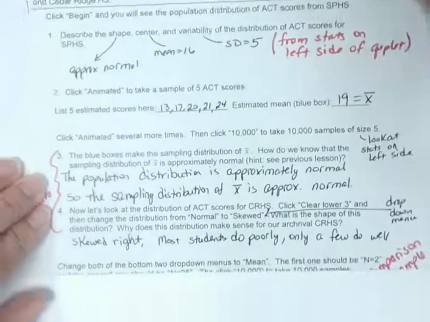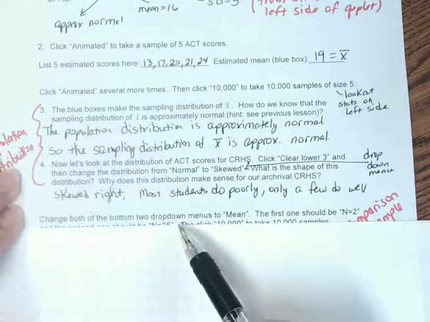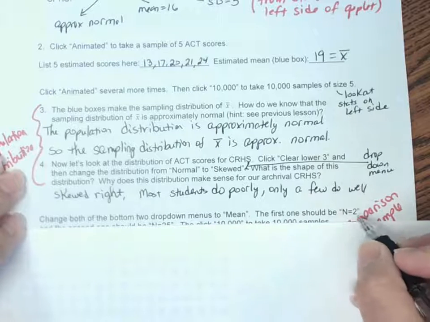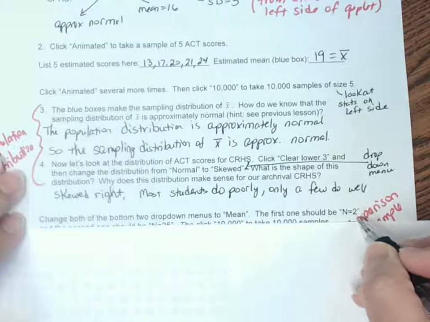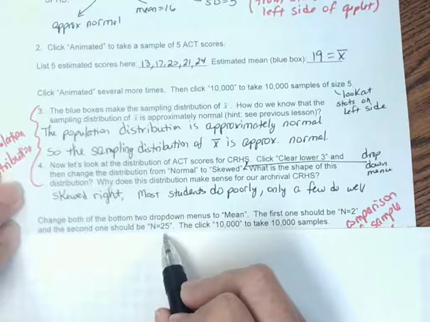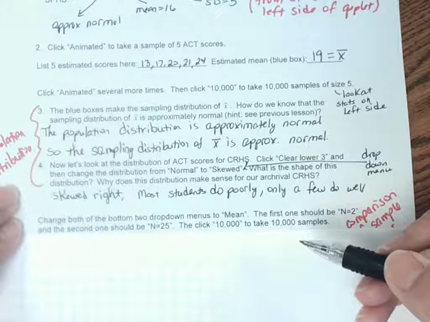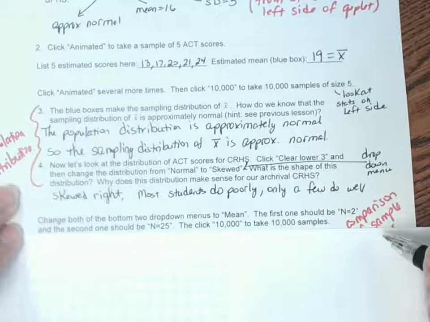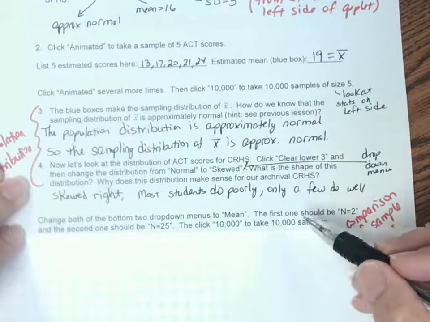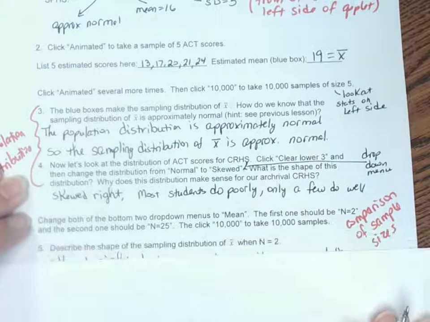And if I change a few more things on my applet, so change both of the bottom 2 drop-down menus to mean, the first one I'm going to change to n equals 2, so that means the sample sizes are 2. The second one I'm going to have a sample size of 25. So what I'm wanting you to do is compare the distributions based on sample size. So we're comparing a sampling distribution of sample size 2 versus a sampling distribution of sample size 25.